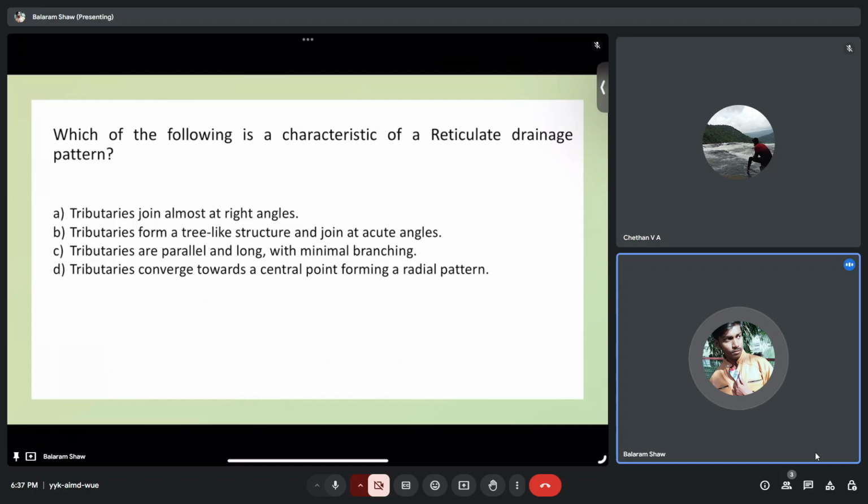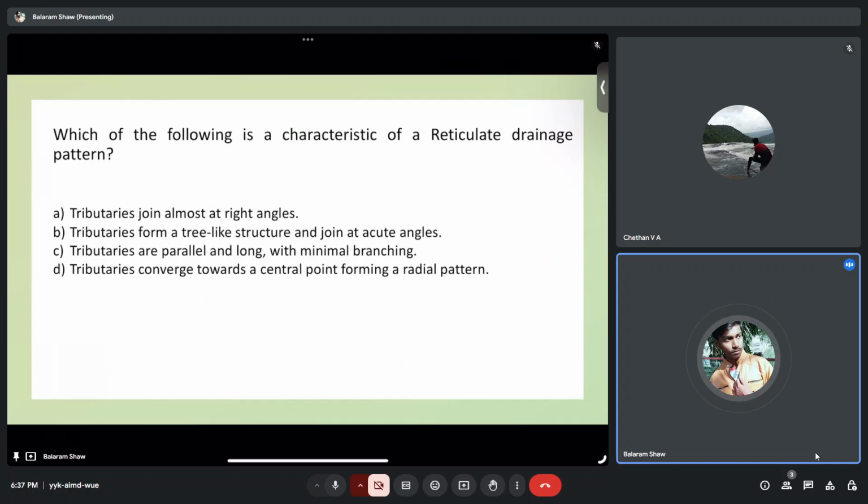So at right angles, we know mostly which joins are the rectangular pattern, drainage pattern it follows. So this is not the option. Next, tributaries form a tree-like structure and join at acute angles. So we know that tributaries which form a tree-like structure and which join at acute angles are mostly dendritic pattern, right? Third is the tributaries are parallel and long with minimum branching. So in that case, that will be parallel drainage network.